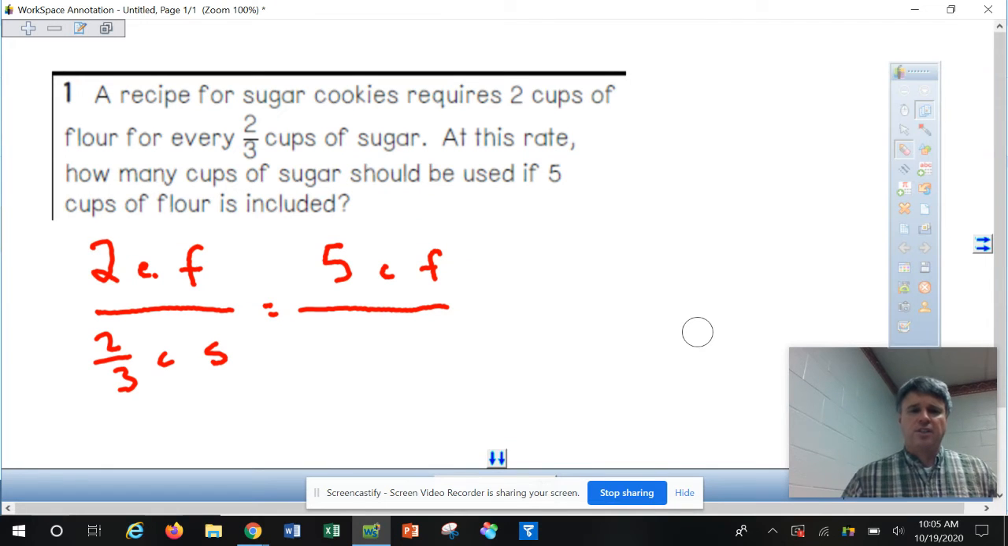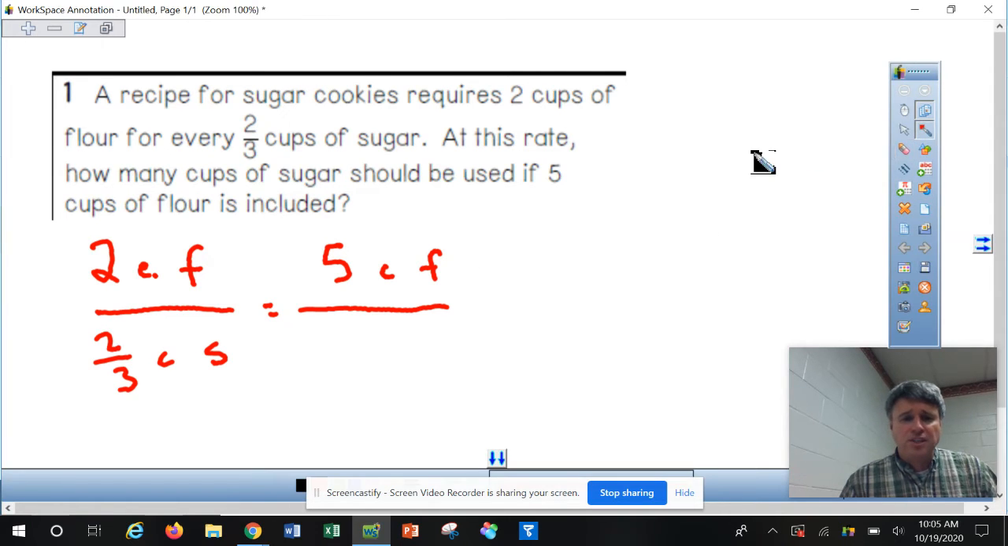Okay, so for this one, it's talking about, you need 2 cups of flour for every 2/3 cup of sugar. At this rate, how many cups of sugar should be used if 5 cups of flour is included? Well, for this one, I set up that proportion that you can see here: 2 cups of flour per 2/3 cup of sugar, and then 5 cups of flour.